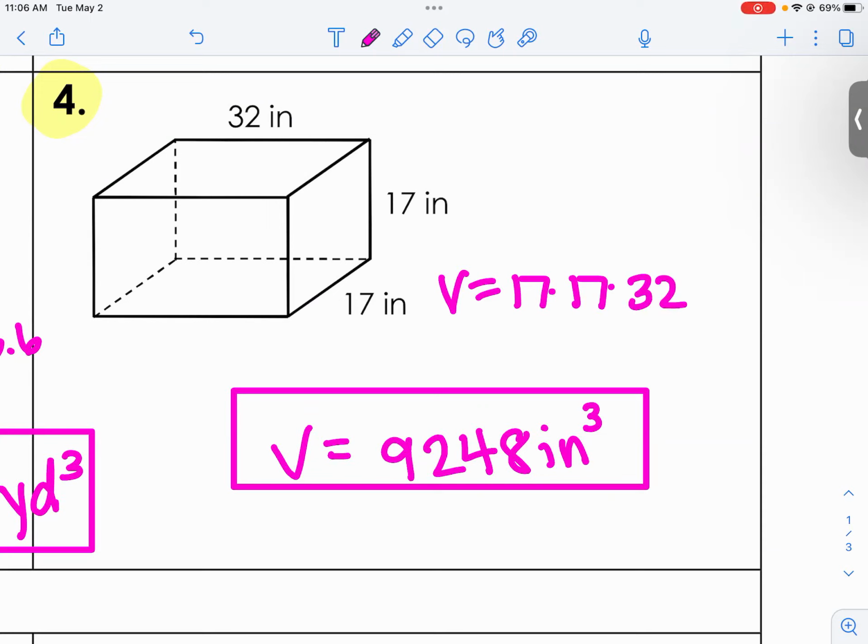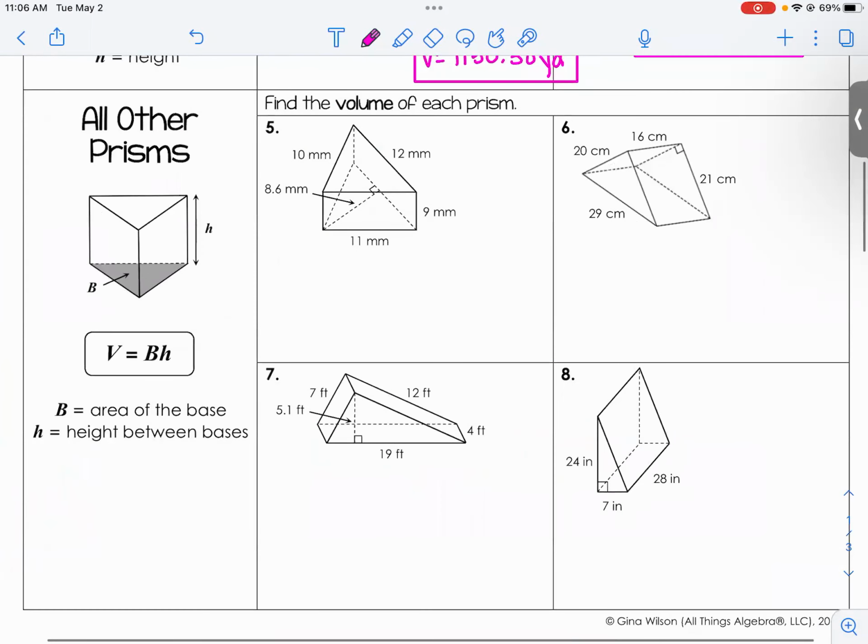All right. Now, the next 4 examples that you see in 5 through 8, these are what kind of prisms?